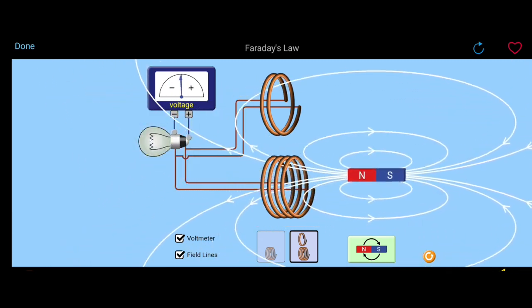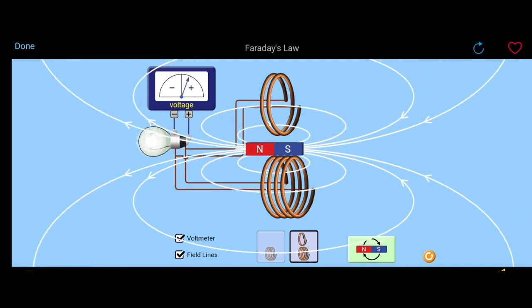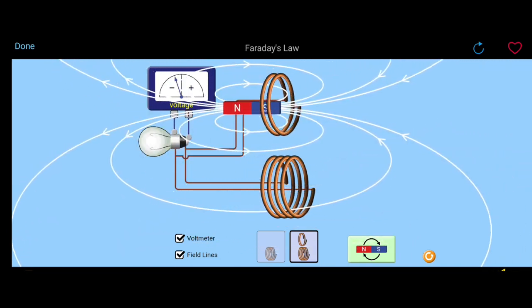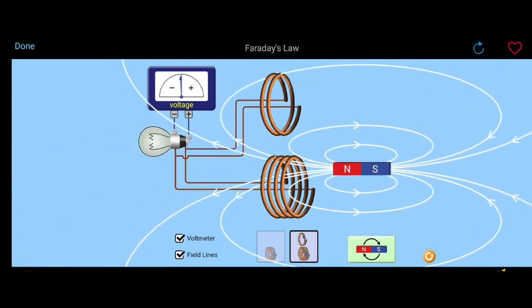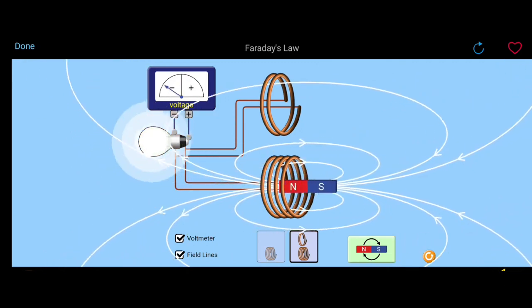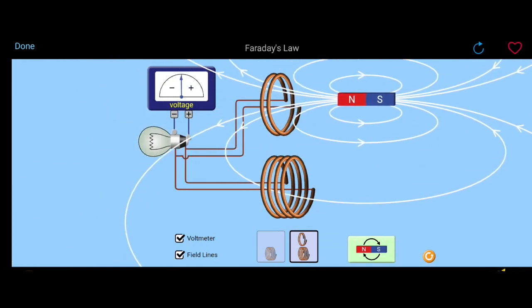The strength of the magnetic field also plays a role. A stronger magnetic field will induce a greater current in the coil, assuming other factors remain constant. According to Faraday's law, the rate at which the magnetic flux changes is a critical factor. If the magnetic field changes rapidly, it induces a larger current in the coil.